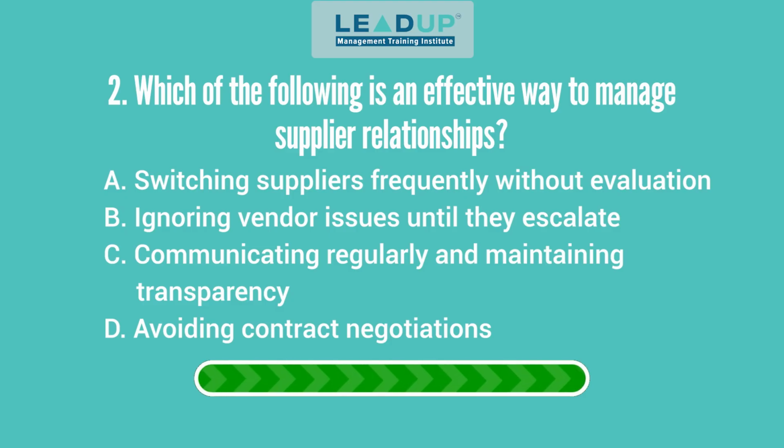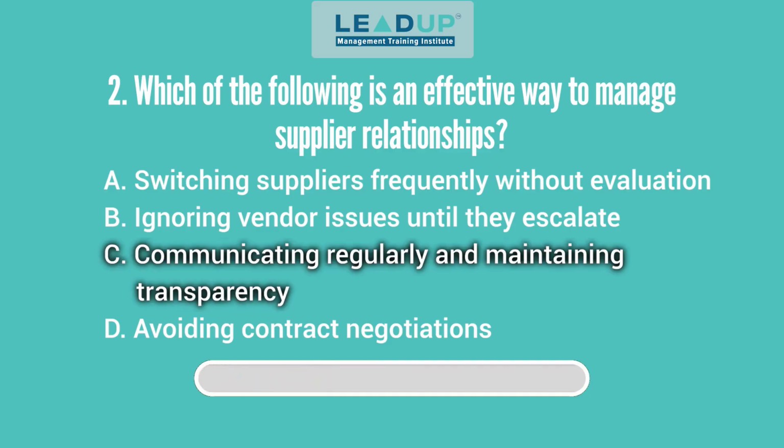Question 2. Which of the following is an effective way to manage supplier relationships? A. Switching suppliers frequently without evaluation. B. Ignoring vendor issues until they escalate. C. Communicating regularly and maintaining transparency. And D. Avoiding contract negotiations. Answer: communicating regularly and maintaining transparency.